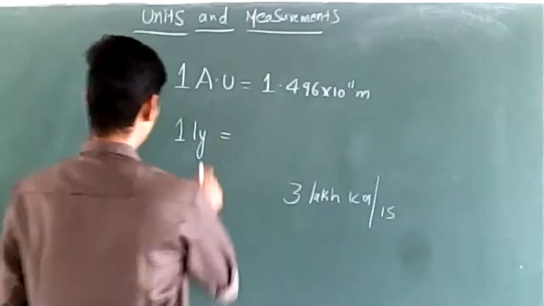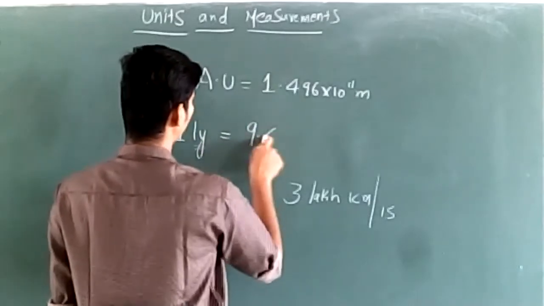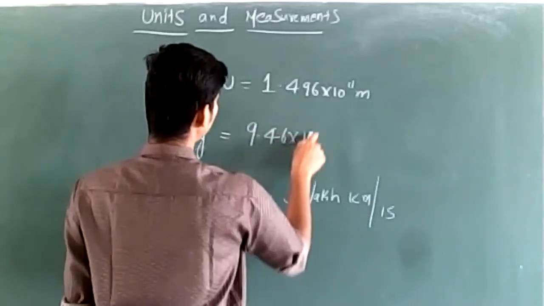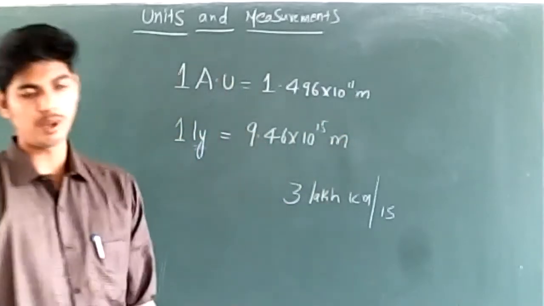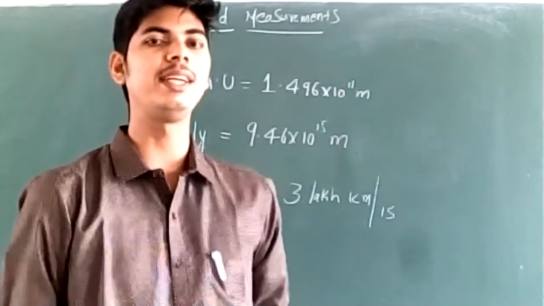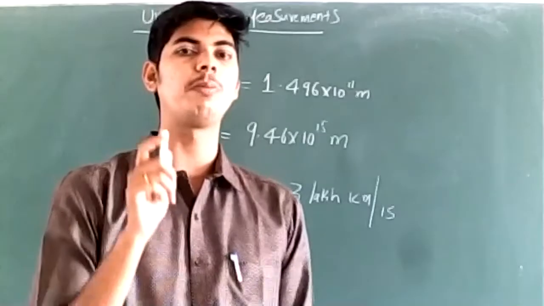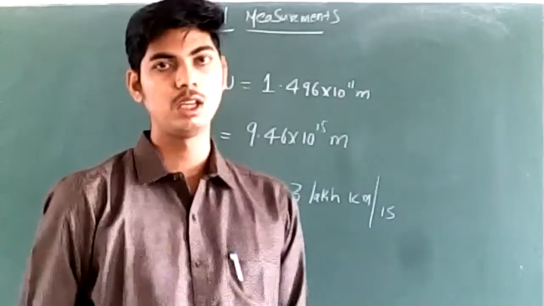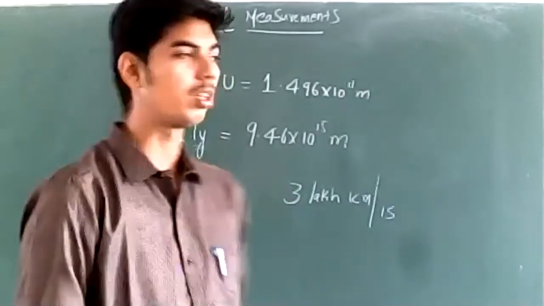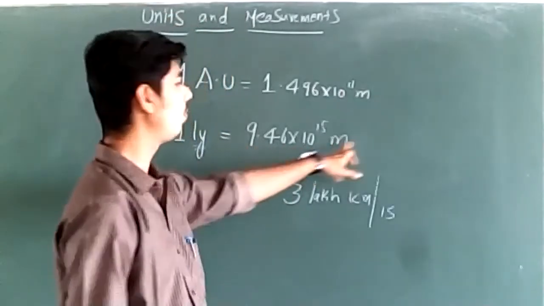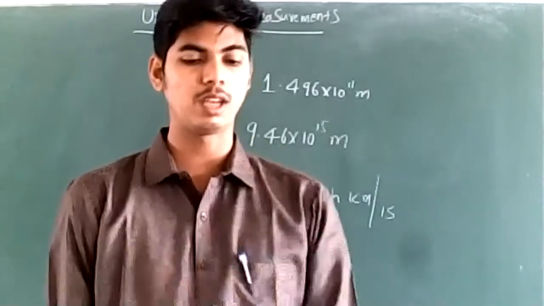It is measured in units of light year, and 1 light year is equal to 9.46 into 10 to the power of 15 meters. This is the value of a light year. That means in 1 year, in vacuum, light travels a distance of about 9.46 into 10 to the power of 15 meters. This is a light year.